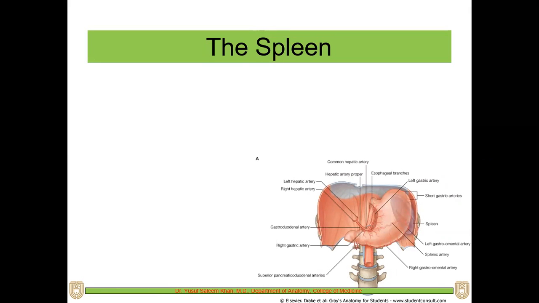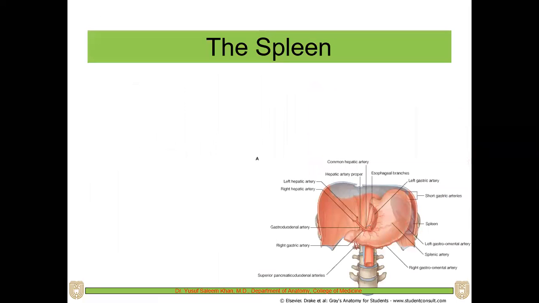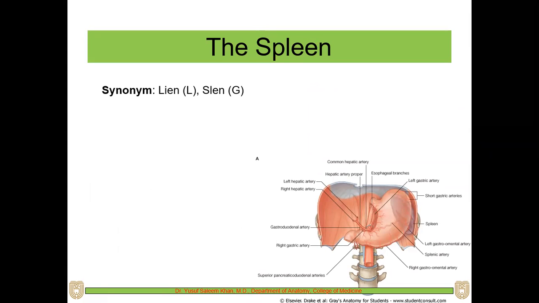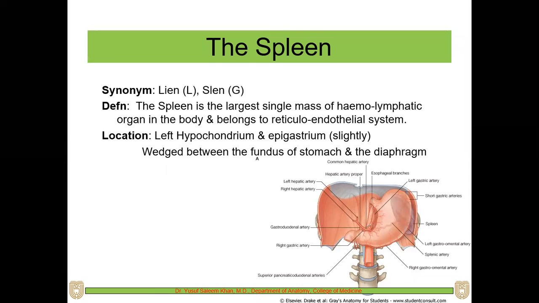Now coming to one more very important organ, the spleen. Till now what we were seeing is the aggregation of lymphoid follicles, but they are not called organs. But the most important organ in the lymphatic system is the spleen, which is also called the lien. So there are different names for the same organ. The spleen, as you know, is the largest single mass of hemolymphatic organ. It acts as both a hemopoietic and a lymphatic organ in the body, and belongs to the reticuloendothelial system.